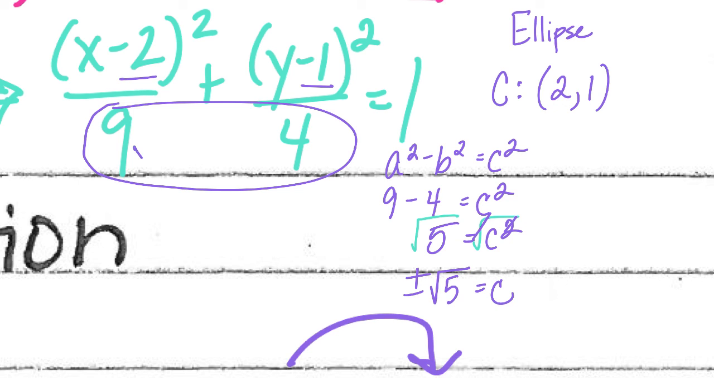Because the major axis is on the x, the larger number is under the x, I know this is going to be at the x. So remember, this is my x point. So my foci are at 2 plus or minus root 5 and 1. And that is how you can identify conic sections.